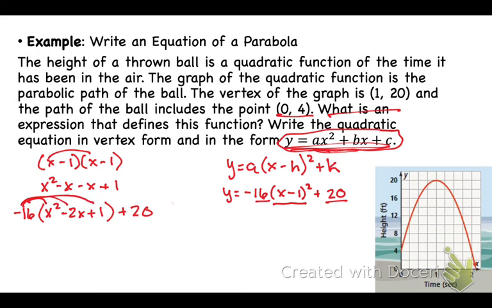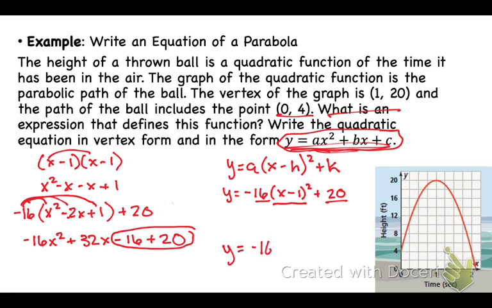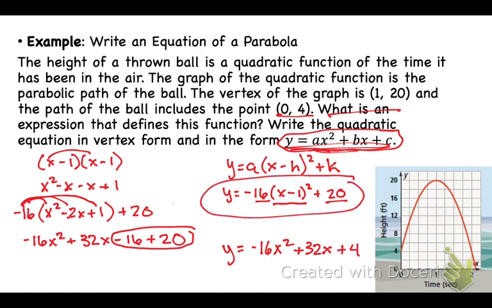It's not hard, it just takes a minute. A negative times a negative is a positive, and that would be 32x, minus 16 plus 20. So what's negative 16 and positive 20? Just 4. So y equals negative 16x squared plus 32x plus 4. So this is in what form did we learn today?